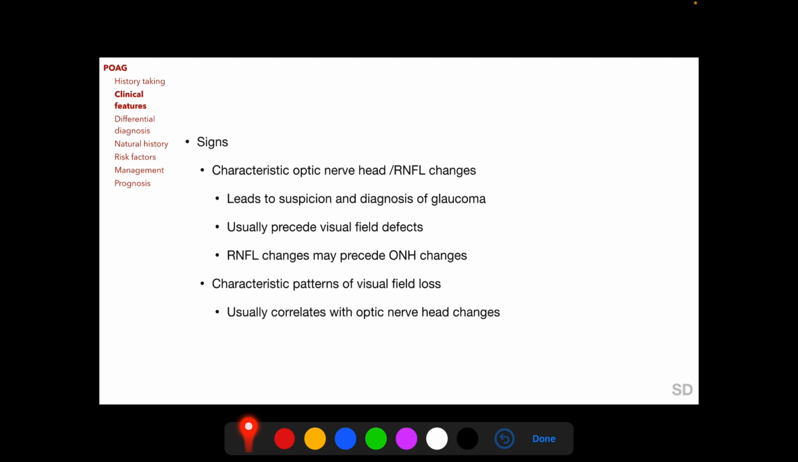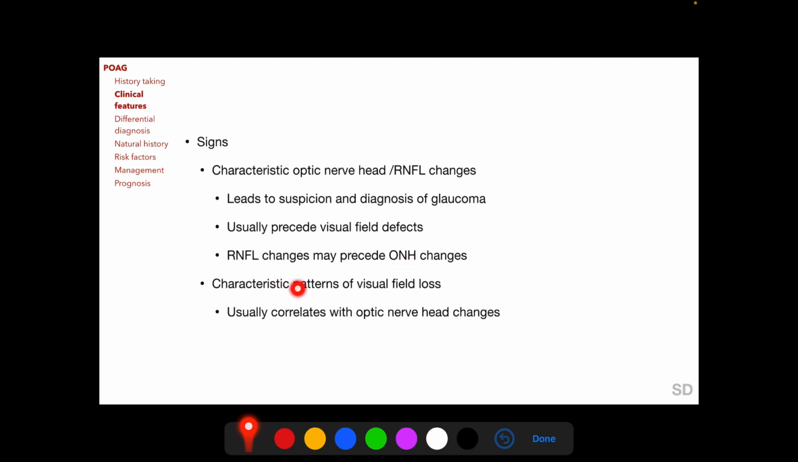It is the detection of characteristic optic nerve head changes during routine ophthalmoscopic examination which leads us to suspect and then diagnose glaucoma. And as we have mentioned in previous sessions, the structural optic nerve head changes usually precede the functional visual field defects. And among the structural changes, it has been seen that in primary open-angle glaucoma, retinal nerve fiber layer changes may precede optic nerve head changes.